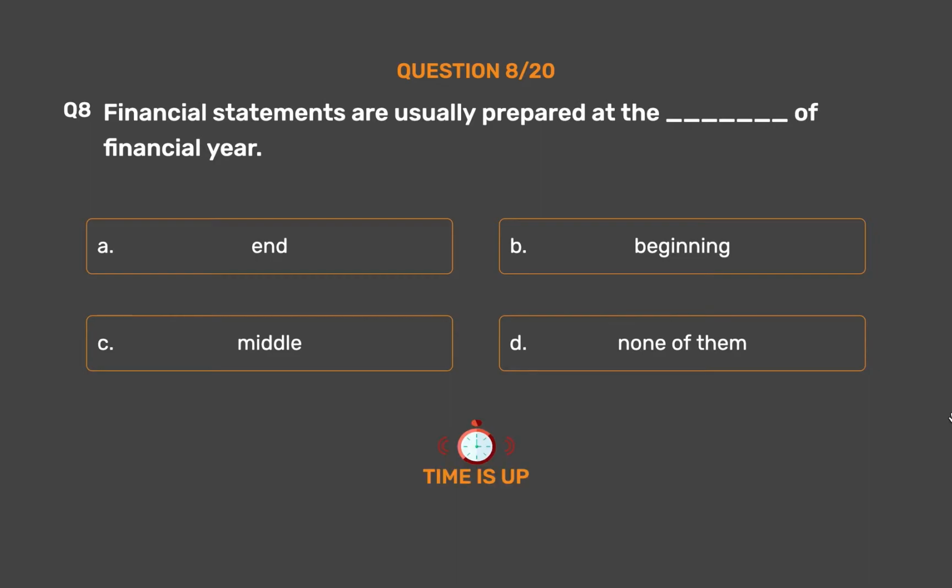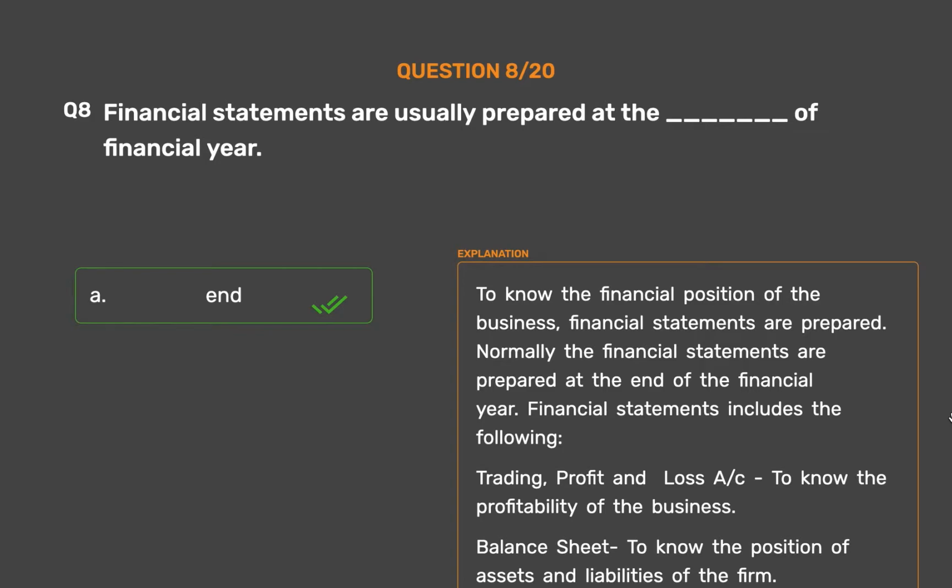The correct answer is Option A. End. To know the financial position of the business, financial statements are prepared. Normally the financial statements are prepared at the end of the financial year. Financial statements include the following: trading and profit and loss A/c, to know the profitability of the business; balance sheet, to know the position of assets and liabilities of the firm; fund flow analysis, to know the movement of funds during the year.